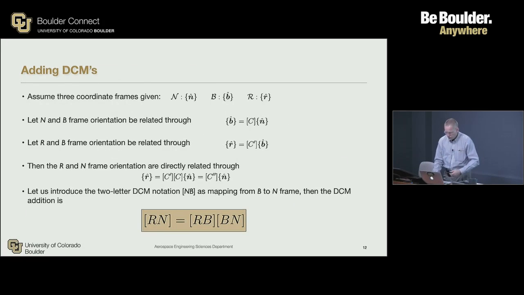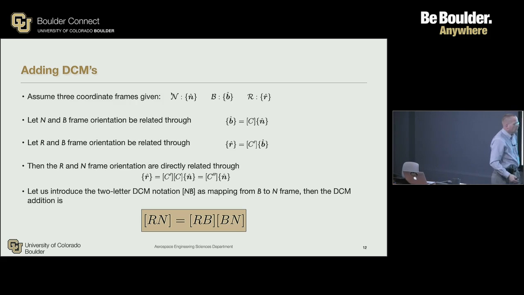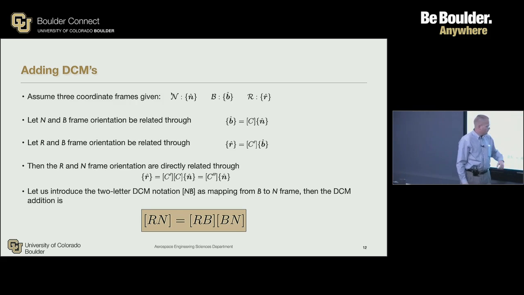And so, additions. Now we want to add several different rotations. I have 3 frames, the N frame, the B frame, and the R frame, given through the vectrix sets B123, R123, N123. So it's nice shorthand. I'm just using not the 2-letter notation here.